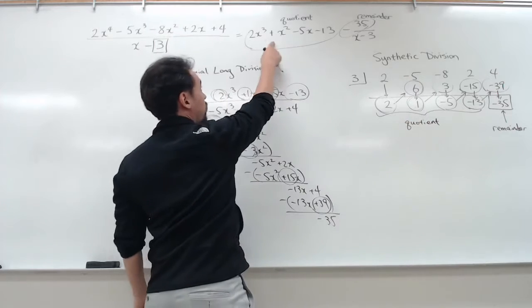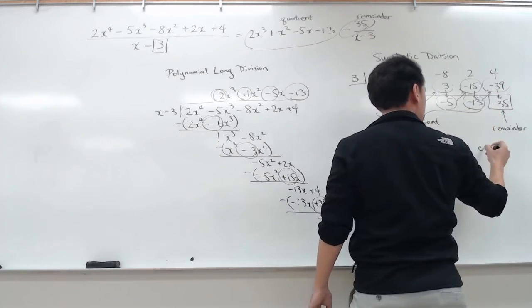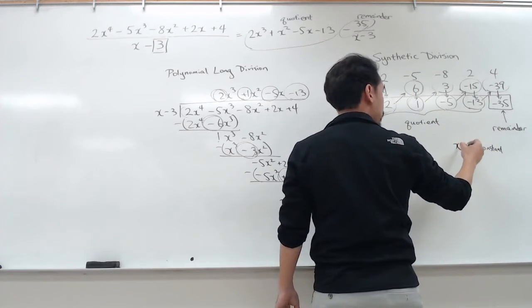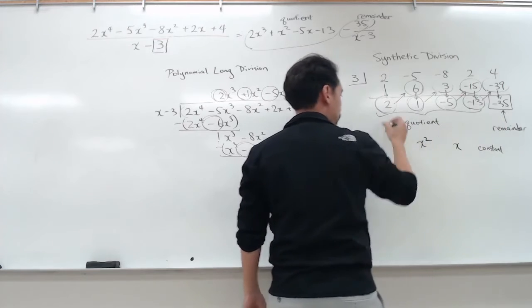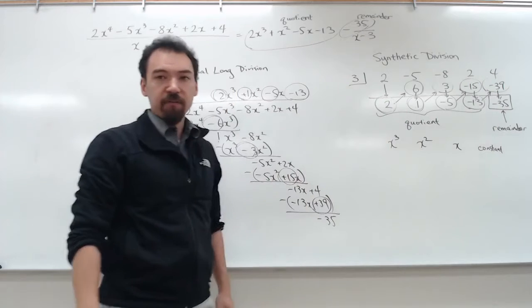So the 2, 1, negative 5, and negative 13 match with those. Next to the remainder is always the constant term. And then increasing in powers of x, you go x squared, x cubed, and if you had more terms in the problem, you would go x fourth, x fifth, and so on.